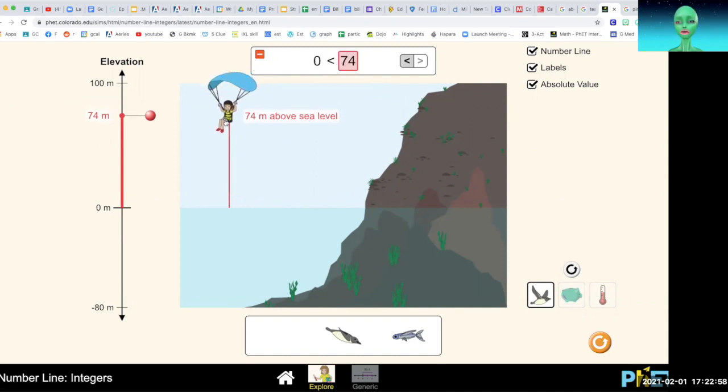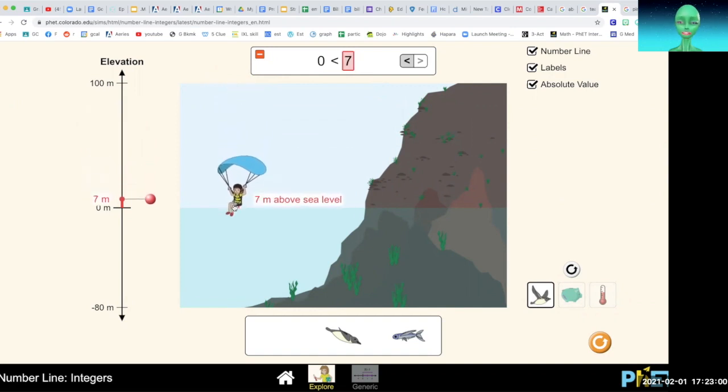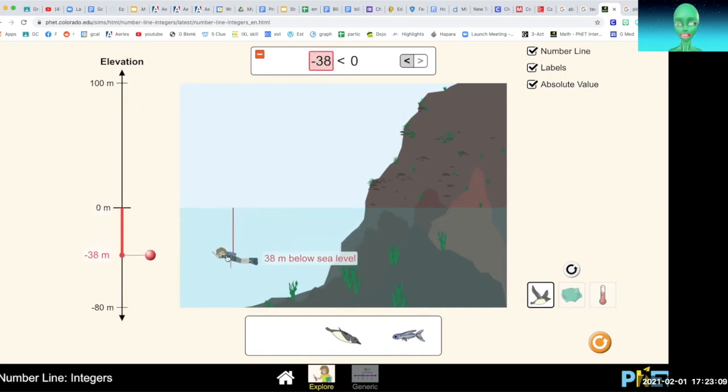And then, oh no, her parachute's broken. She's falling, splash. Right now she's at 0. She's swimming on the surface at sea level. Luckily she has a scuba tank because she's going down, down, down, 40, 50 meters below sea level. Now the water pressure is really getting to her. 60 meters below sea level. That's really deep. And I think she's bit the dust now. 76 meters below sea level is not a happy place to be.